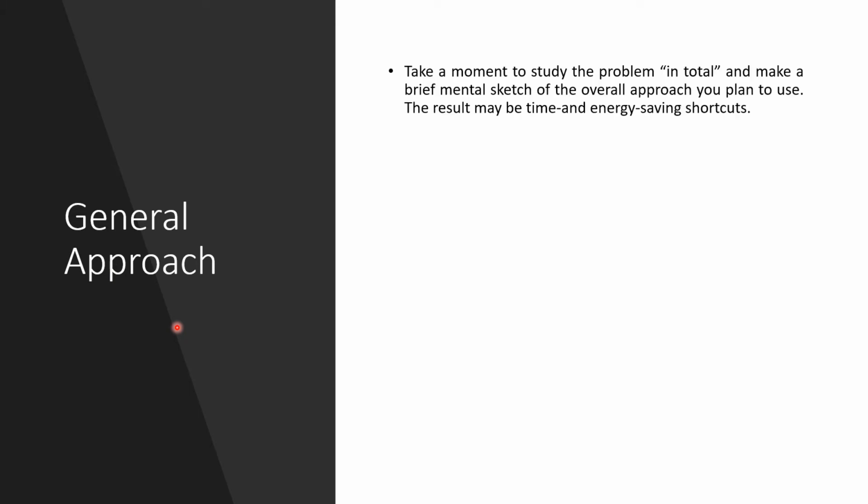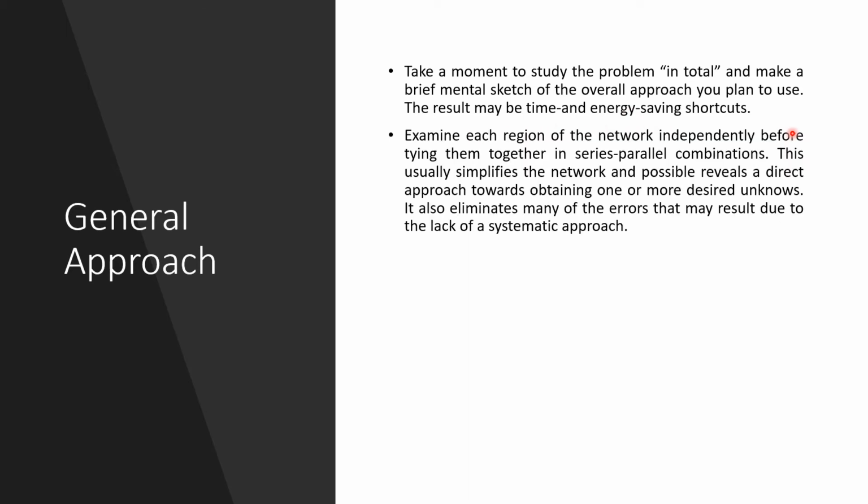Now let's see a general approach for how you can solve these series parallel configuration circuits. Take a moment to study the problem in total and make a brief mental sketch of the overall approach you plan to use. The result may be a time and energy saving shortcut. Examine each region of the network independently before tying them together in series parallel combination. This usually simplifies the network and possibly reveals a direct approach towards obtaining one or more desired unknowns. It also eliminates many of the errors that may result due to the lack of a systematic approach.